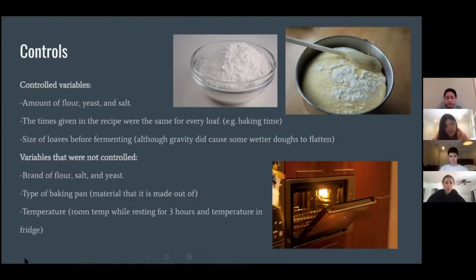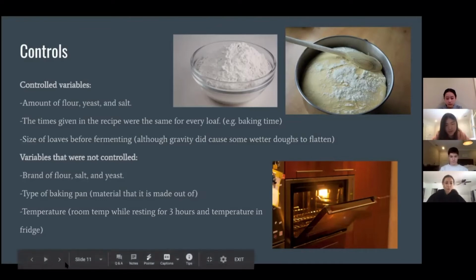And the variables that were not controlled were the brand of flour, salt, and yeast used, and also the material that the baking pan was made out of. Some were metal, some were glass. And the room temperature that we let it rest at for 3 hours, and also the temperature of the fridge.